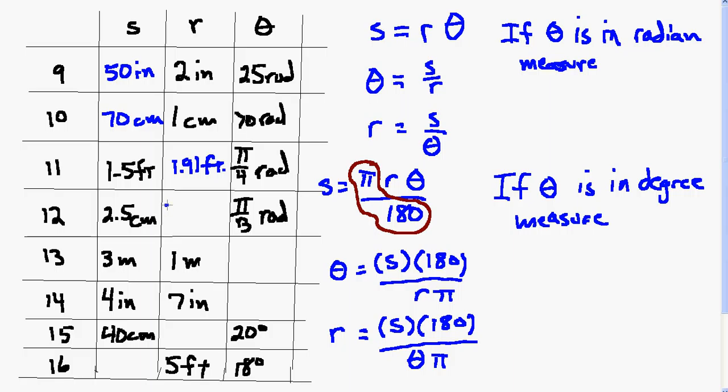All right. Here I'm being asked to find theta, and seeing as I can do it either in degrees or radians, we'll pick radians because it's a simpler formula. So I'm looking for theta, so that's simply going to be S divided by R, so it's 3 divided by 1, which gives me 3. So this will be 3 radians. Here again, I'm looking for theta, and it's S over R, so it's going to be 4 over 7, or 4/7 of an inch.